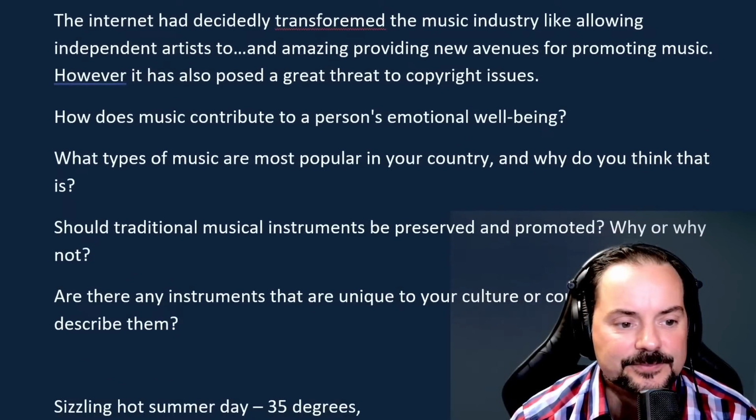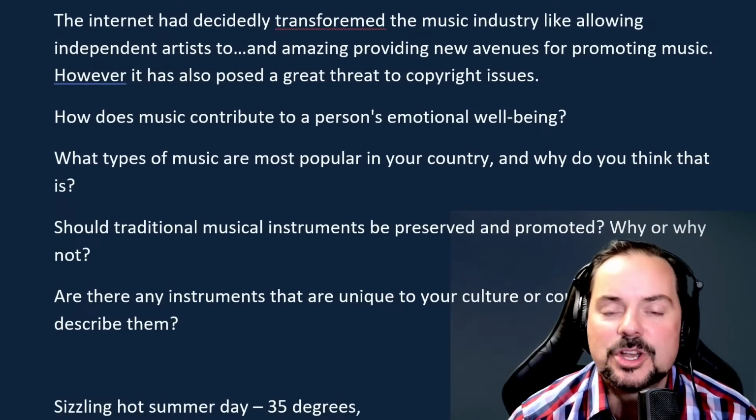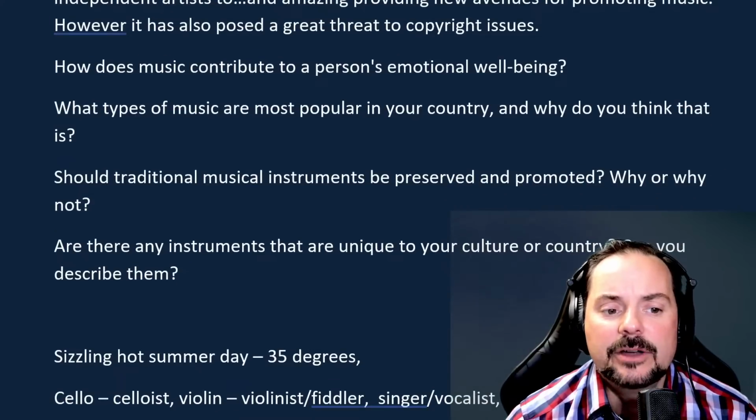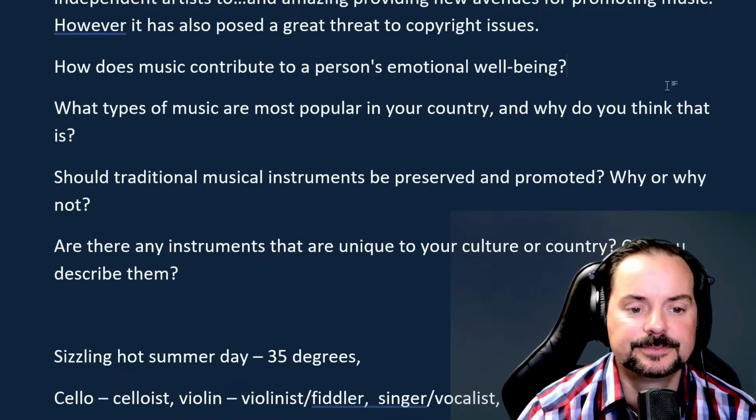Okay. Fair enough. All right, Kamaboko, let's jump into a few questions. Let's talk about music and musical instruments. How does music contribute to a person's emotional well-being?